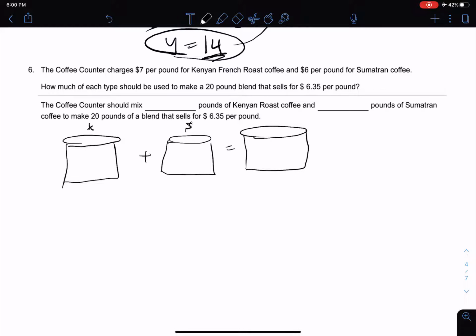They want a new mix. They've got the Kenyan coffee, which costs $7 per pound, and the Sumatran coffee, which is a little cheaper, $6 per pound. What do they want? They want us to figure out how much of each type to make. They want to make 20 pounds blended that sells for $6.35 per pound. So this has to be 20 pounds, and it has to be exactly selling at $6.35 per pound.